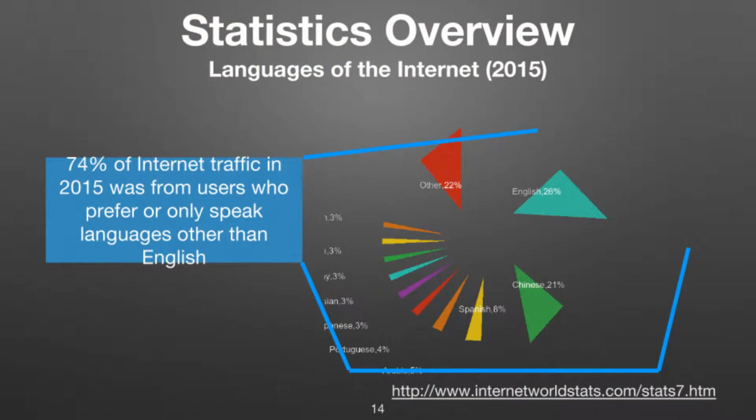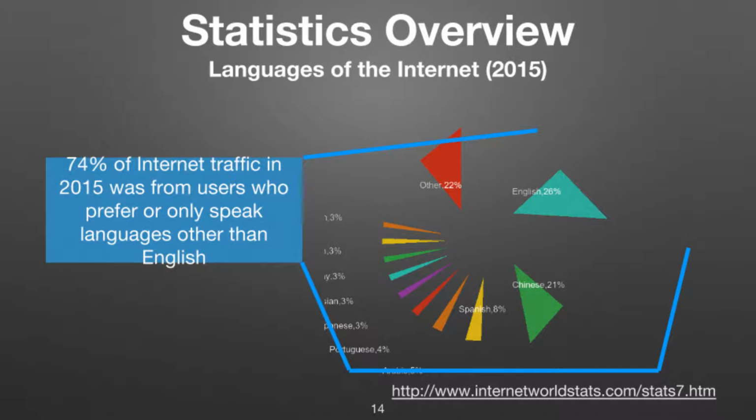So statistics. In the whole Internet of Things mindset, the reason I thought it would be a good idea to center around internet usage. Right now, in 2015, 26% of the internet traffic was done by users who speak English or prefer it. The other 74% is not English. That's a pretty big chunk of people that aren't going to basically like your English-only application.